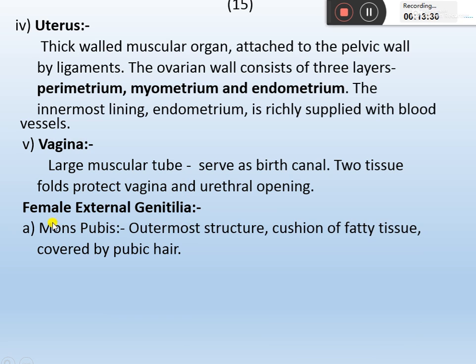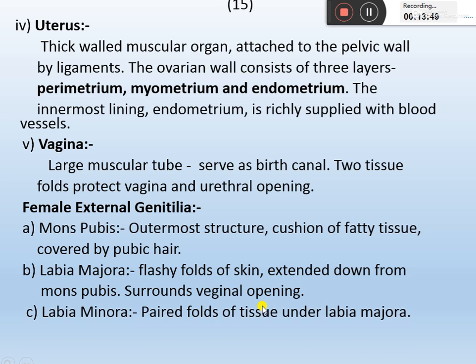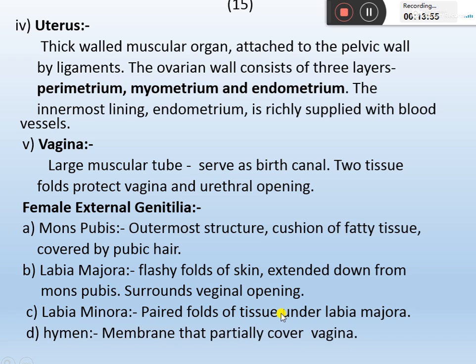Female reproductive external genitalia: the mons pubis, the outermost structure, a cushion-like fatty tissue which is covered by pubic hair. Below the mons pubis, the labia majora, fleshy folds of skin, extend downwards from the mons pubis and surround the vaginal opening. Labia minora, paired folds of tissue just under the labia majora. And the hymen is a membrane that partially covers the vagina.